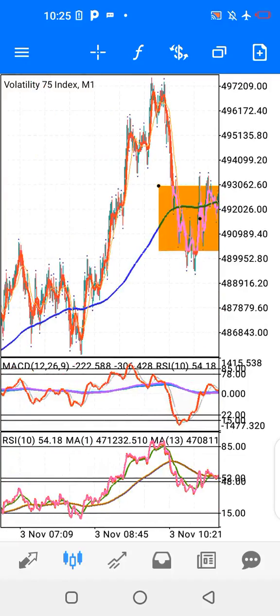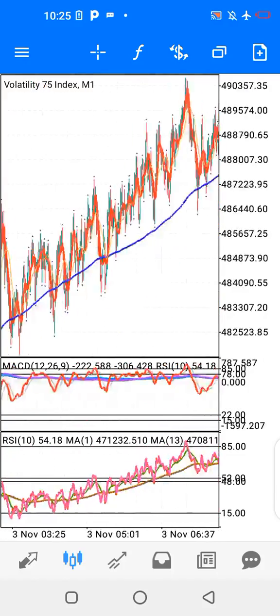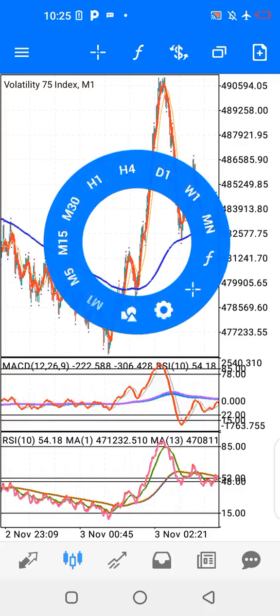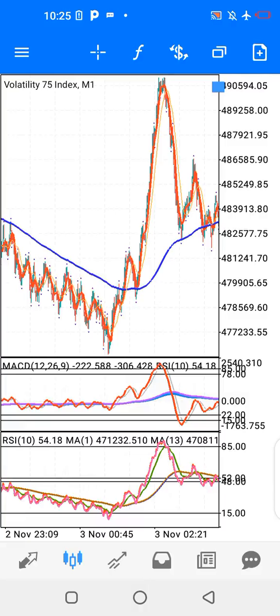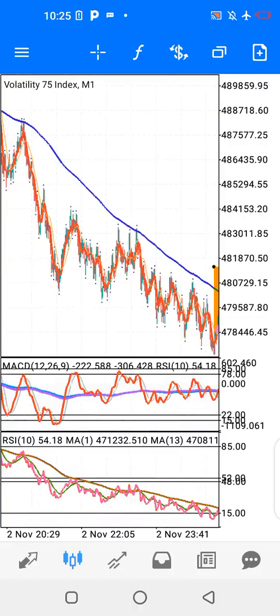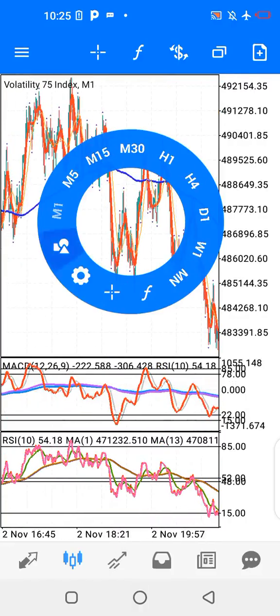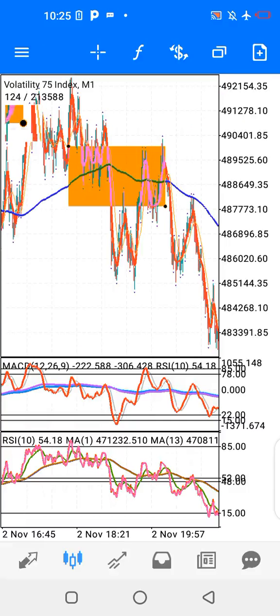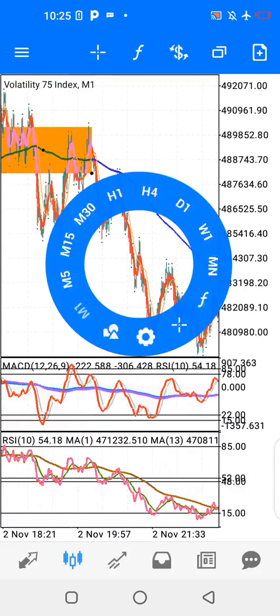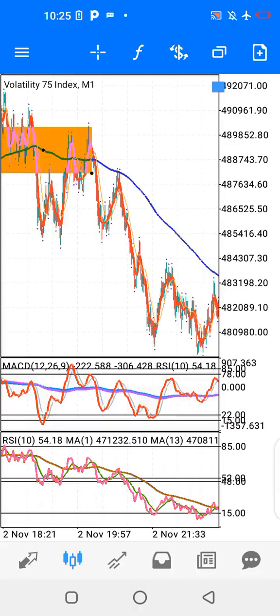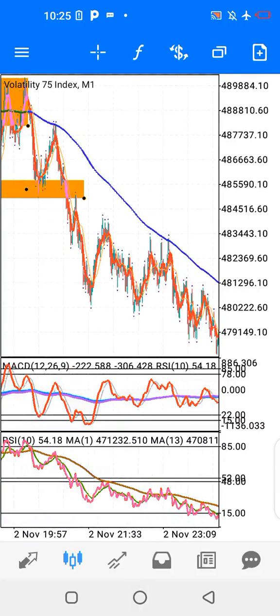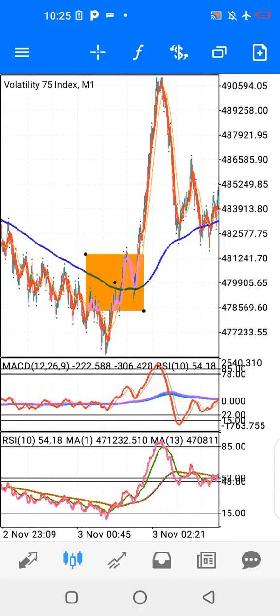Like I have around here, I can buy. There's a buy trade around here. And like I have around here, I can sell. I can even place my sell trade at the breakout lower here, so I'll still make some profits.